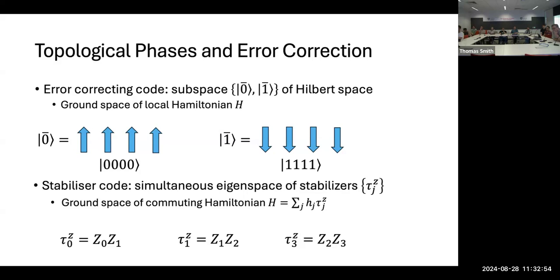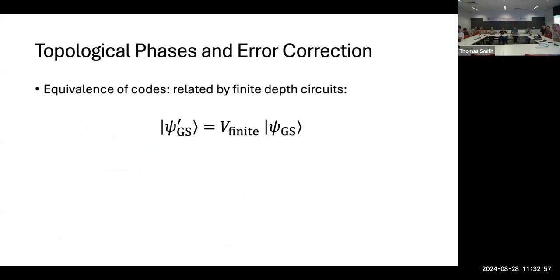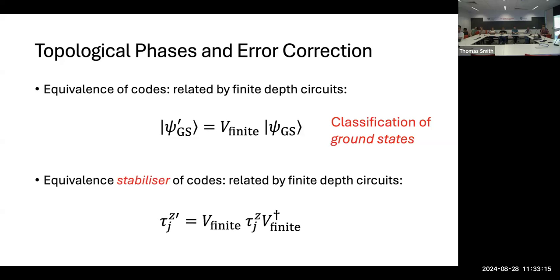stabilizers, right? I can put that a little bit more precisely. I can say that codes are equivalent if there's some finite depth circuit, which I've written here to be finite, which relates this ground space to the other ground space. And this is the classification of ground states. But I can say that stabilizer codes are equivalent if I can conjugate the stabilizers of one with some finite depth circuit and get the stabilizers of the other. And these things are not the same. These relate to the classification of localized systems.